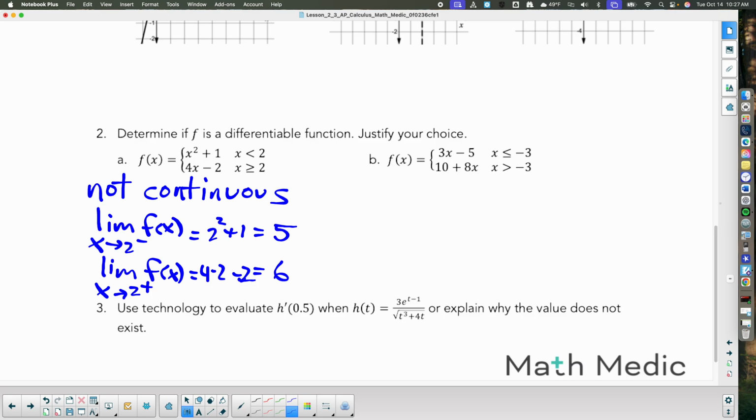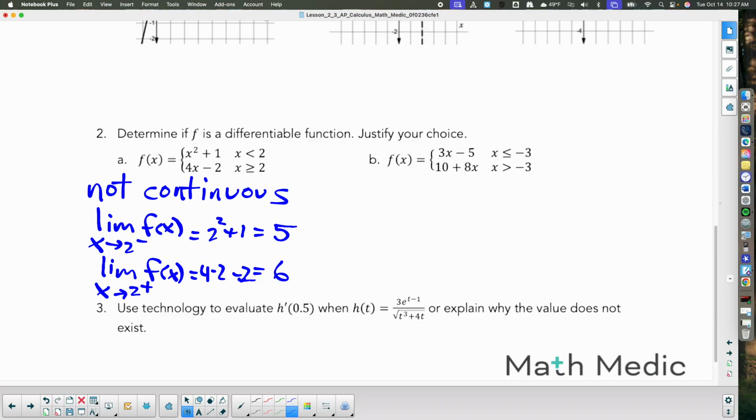So if I put 2 into the equation on the top, which would be the left side, I got 5. I put 2 into the equation on the bottom, which is the right side, I got 6. So we would say it's not continuous. If it's not continuous, automatically it's not differentiable at 2. And so I guess determining, the question was kind of vague, it didn't ask for a specific. We would say it's not differentiable at x equals 2.